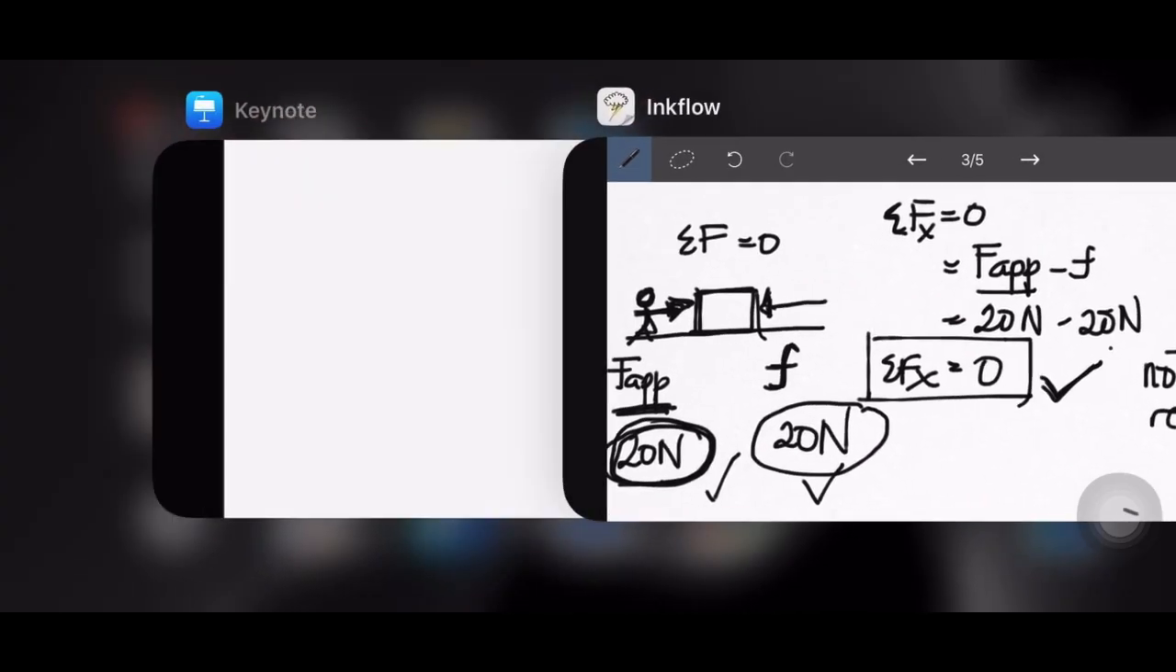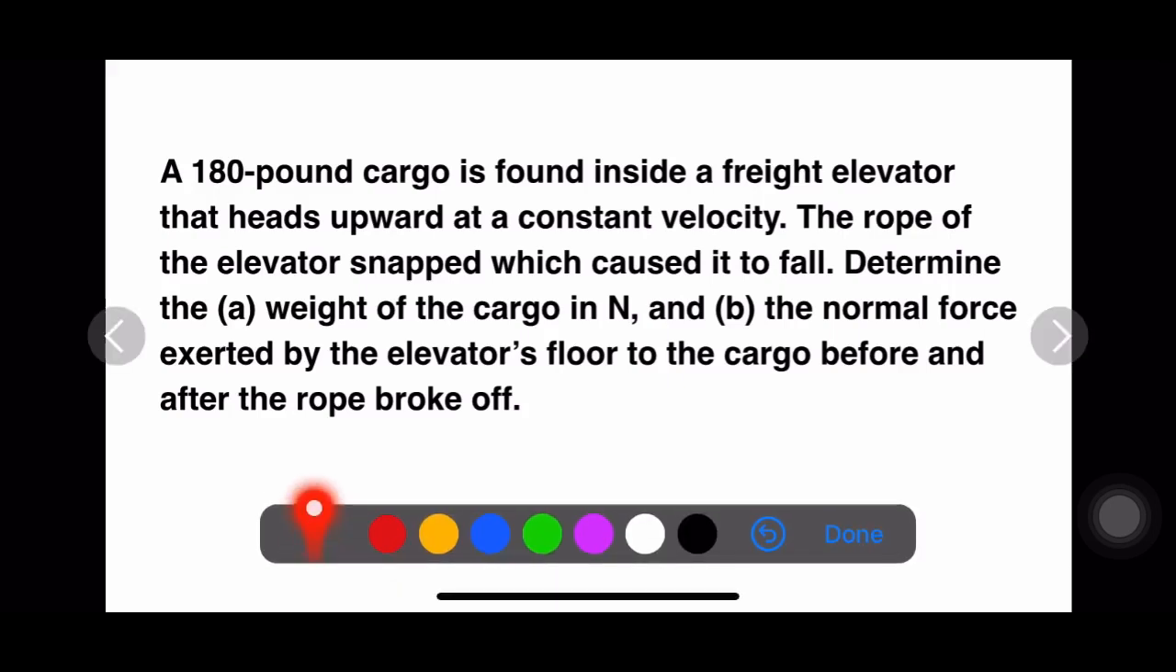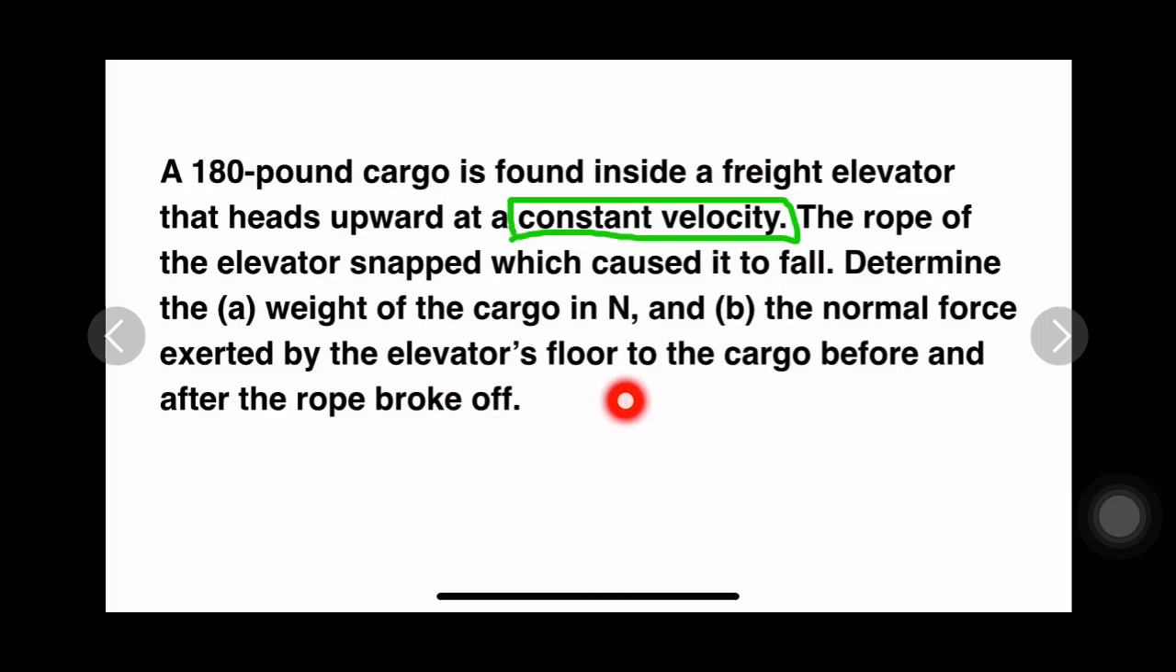Alright? Okay, let's try to solve a sample problem applying the first law of Newton. We have here a 180-pound cargo inside a freight elevator that heads upward at a constant velocity. Take note of the words constant velocity. This will still satisfy the first law of Newton. The rope of the elevator snapped, which caused it to fall. Let's determine A, the weight of the cargo in Newtons, and B, the normal force exerted by the elevator's floor on the cargo before and after the rope broke off.